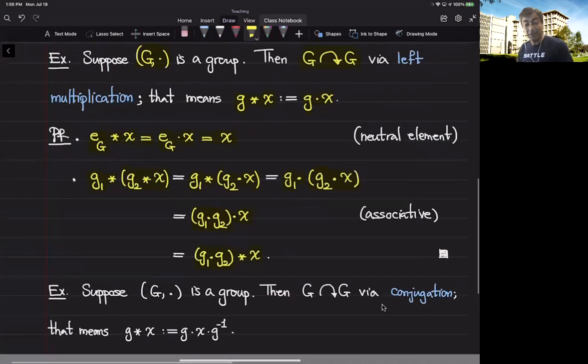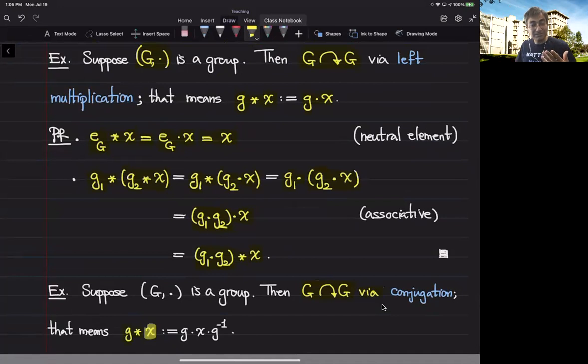This one is by conjugation. So G acts on itself via conjugation. What does that mean? This means I give you an element G, and I give you a point X. Element G is inside the group. The point X is also inside the group, but I'm thinking about this as a set this time, not as a group. So now, how does this element of the group act on this point?